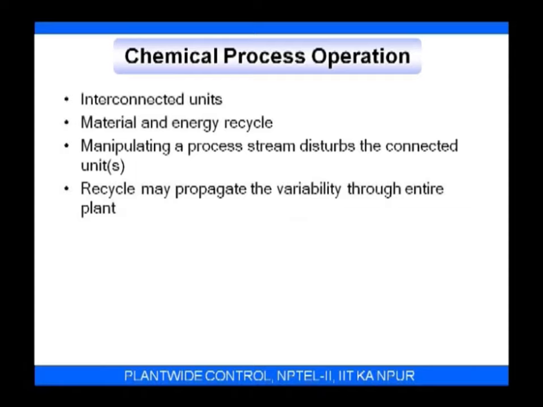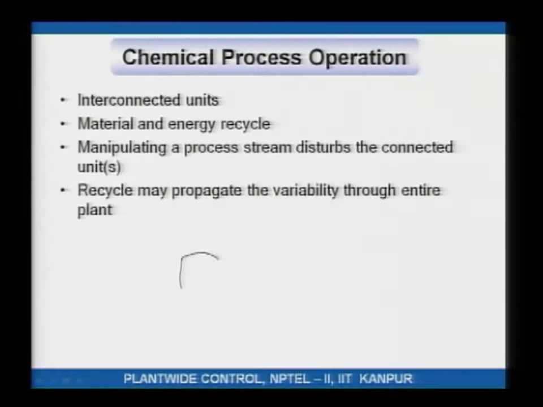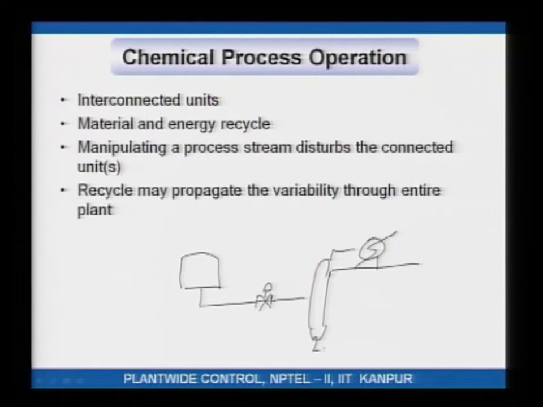This is very typical of chemical processes, and because of these interconnections, manipulating a process stream disturbs the connected units. We also have material or energy recycle, and therefore, this recycle may propagate the variability through the entire plant. And just to illustrate this point, maybe I should just take a small example. So, suppose you have a reactor which feeds a distillation column. Please forgive my drawing, that is why I resort to these PowerPoint presentations, because my drawing and handwriting are not that good. In fact, they are pathetic, but in the computer age, I guess it does not matter.